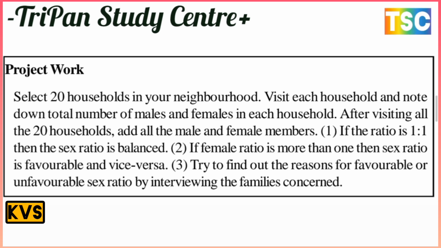Select 20 households in your neighborhood and visit each household, noting down the total number of males and females in each household. After visiting all 20 households, add all their male and female members. If the ratio is 1:1, then the ratio is balanced. If the female ratio is more than 1, then the sex ratio is favorable, or vice versa. Try to find out the reasons for the favorable and unfavorable sex ratio by interviewing the females concerned. This is the most important project work here.